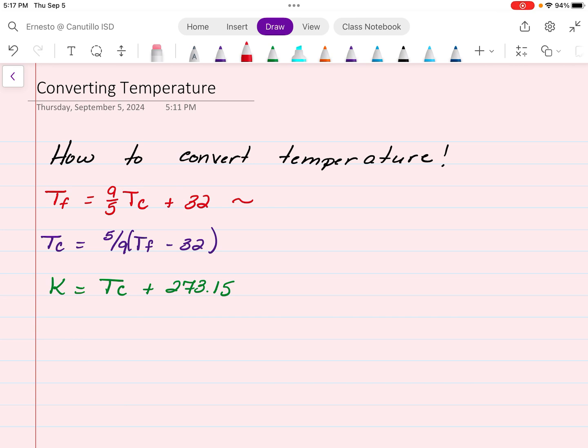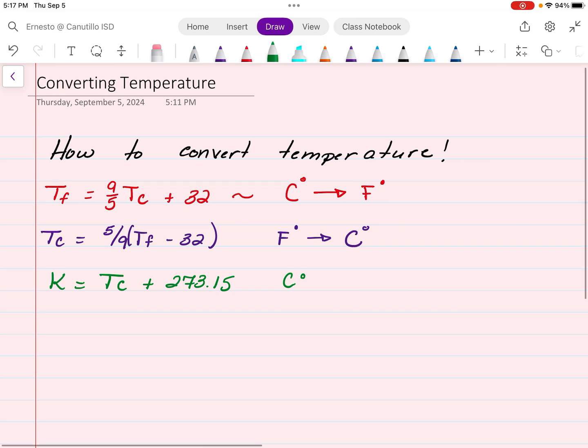Here are the three basic formulas for converting temperature. The first one is the formula you're going to use if you want to convert from Celsius to Fahrenheit. The second one is the formula you use if you want to convert from Fahrenheit to Celsius. And then the last one is the formula to convert from Celsius to Kelvin. Depending on what you're doing is going to dictate which formula you use.